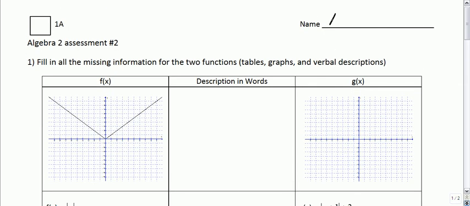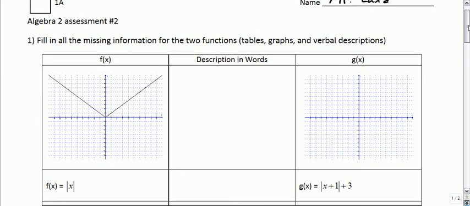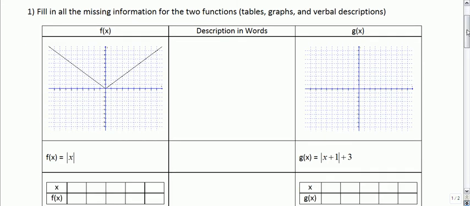Alright, so this is Mr. Lund. Here's your key for that first assessment we took. This first problem, you've got two functions, f of x and g of x. G of x is a lot like f of x. It's just been transformed. So I'm first just looking at the two functions.